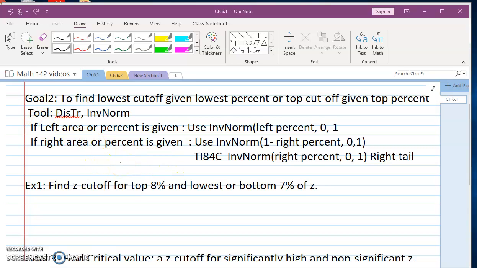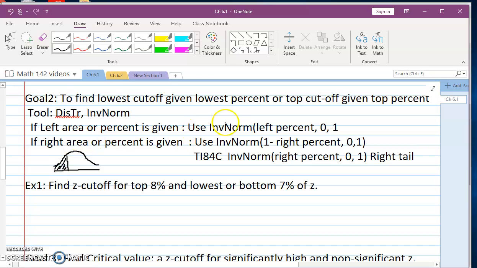So if I'm given some area either on the left side or on the right side, there is a command that the graphing calculator has implemented that would let us find the cutoff. It is actually the inverse of normal CDF. And in normal CDF, they always expect a right area. By default, they already expect a right area. So when you want to find the cutoff, you always try to give the right area.